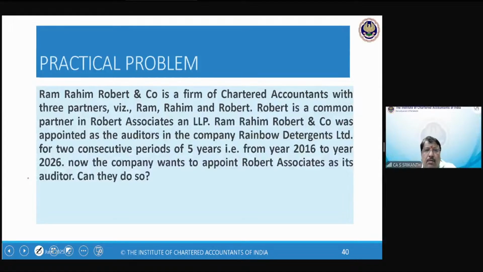Let us see. Consecutive years means years coming one after the other. 24, 25, 26 are consecutive years. Consecutive numbers means numbers coming one after the other. 3 consecutive years means 3 years coming one after the other. So if somebody got appointed in 23, then 23, 24, 25, 26, 27, that is 5 years. Consecutive.